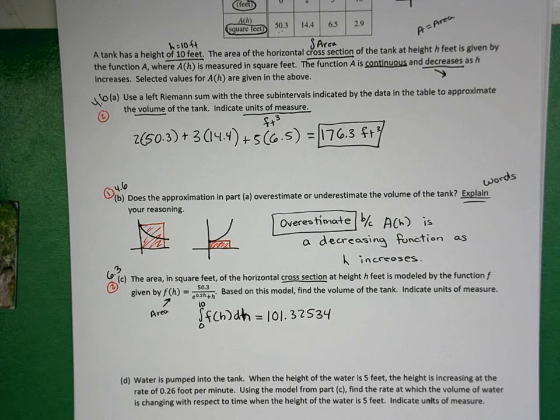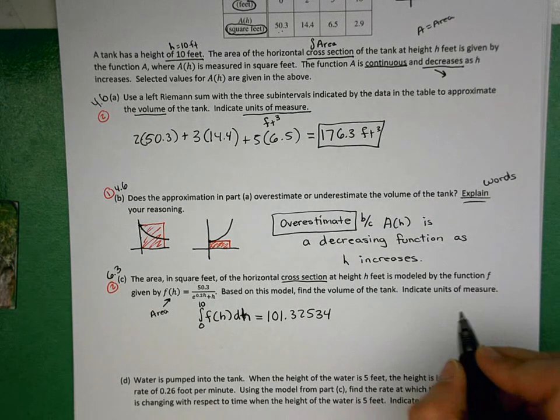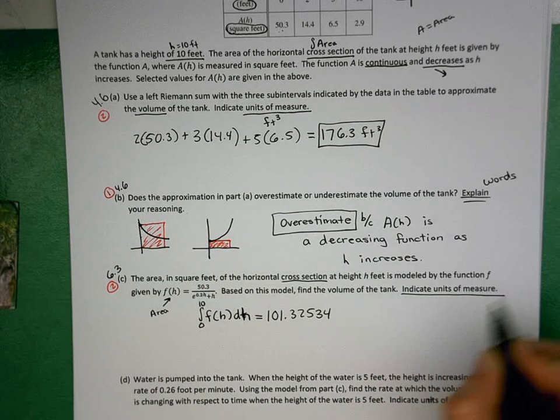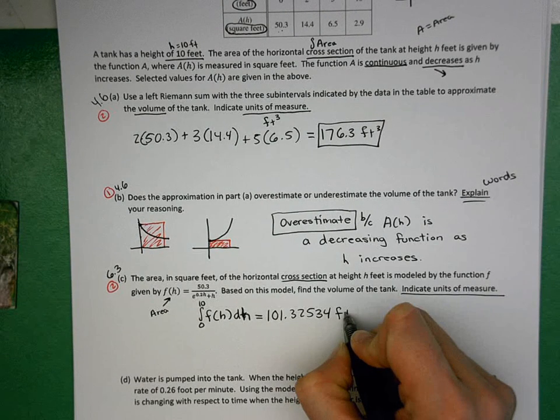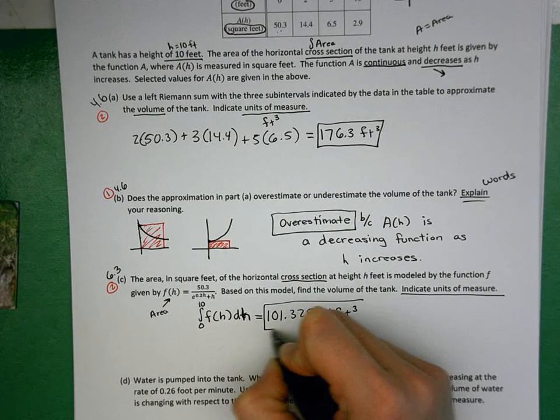Okay, and then final thing here, indicate units of measure. We found the volume of the tank, so volume again would be feet cubed. 101.325 feet cubed.